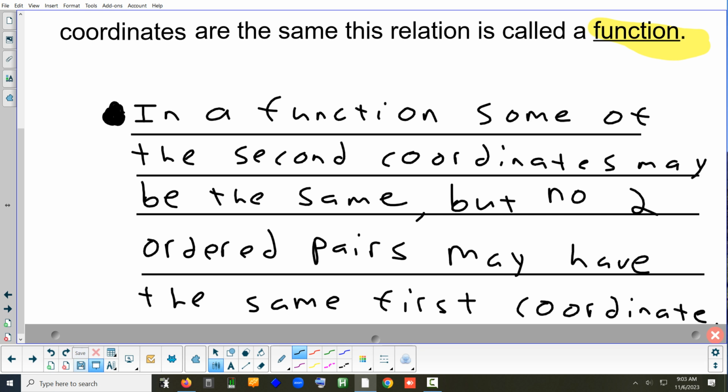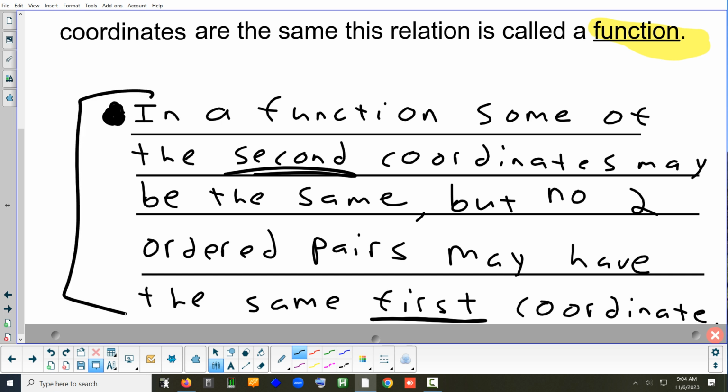So part of what we're going to do is I'm going to give you some coordinates, and I'm going to ask you, are they a function? Yes or no? If the first coordinate never repeats, it's a function. If it does repeat, then it is not a function. The second coordinate doesn't matter. The second coordinate can repeat or not; we don't even look at it. What we're looking at is the first coordinate, and just ask yourself, does it repeat? Yes or no? Okay, does everybody have that bullet written down?